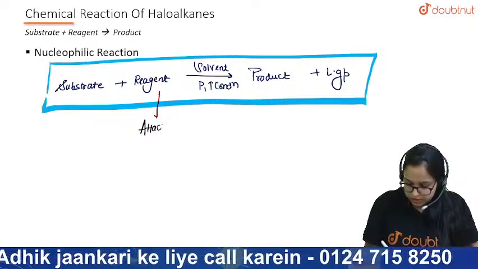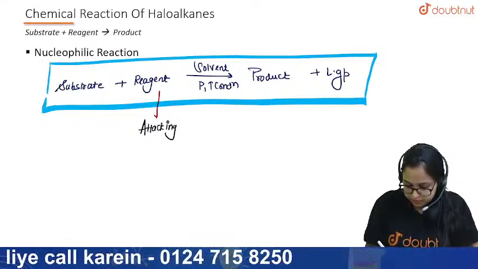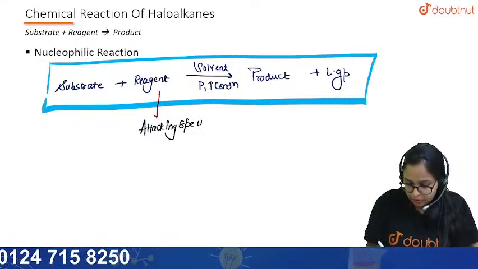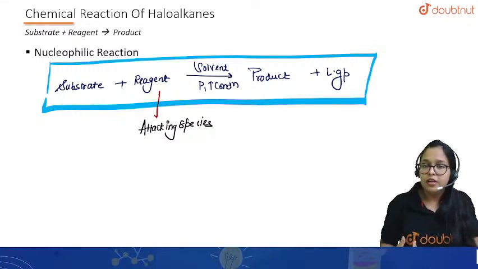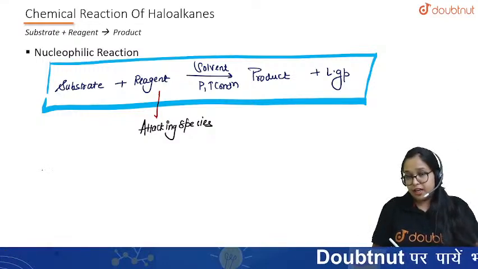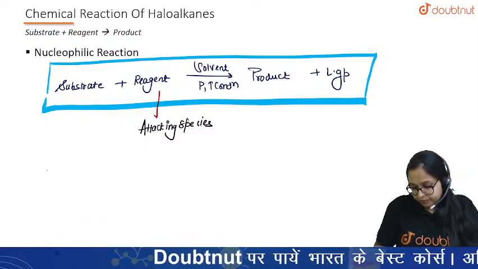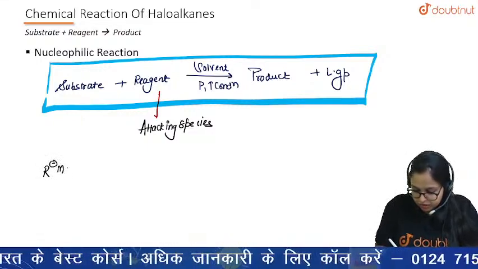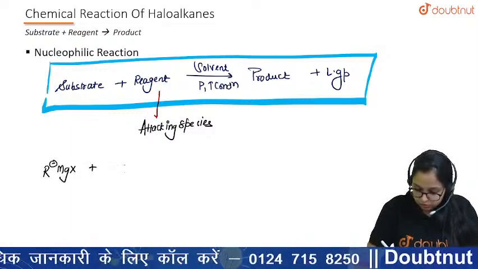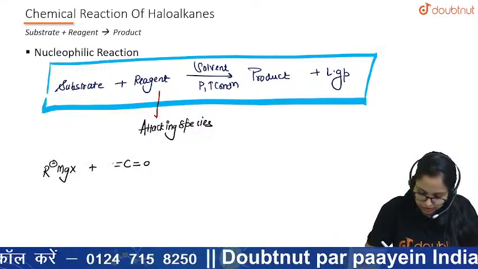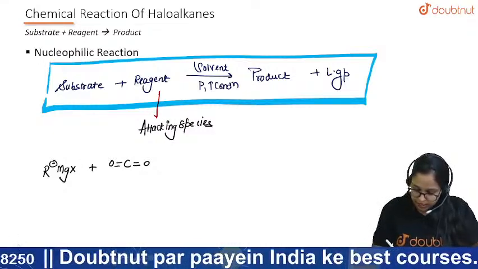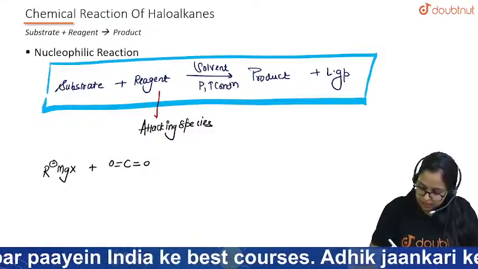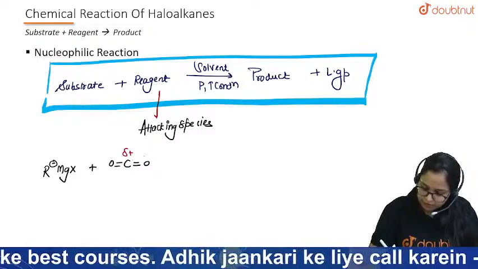A reagent is an attacking species. Somebody who attacks the substrate is your reagent. For example, we can take R minus MgX and CO2. If you consider this, here the attacking species is R minus, which attacks the carbon, which is delta positive.